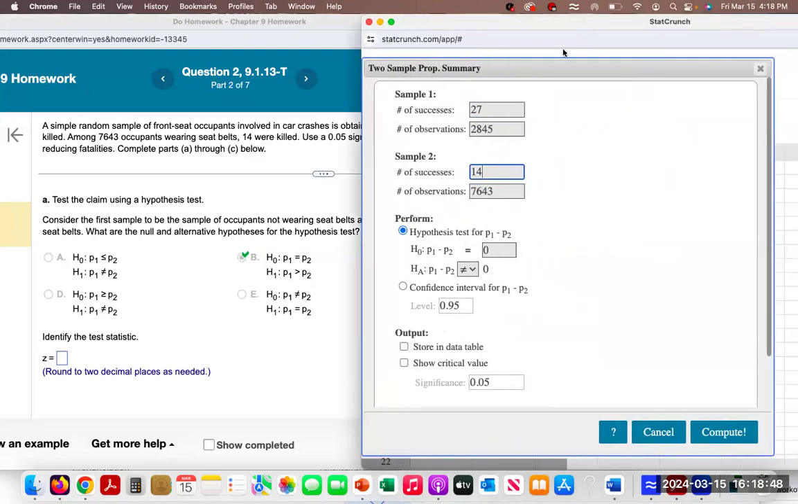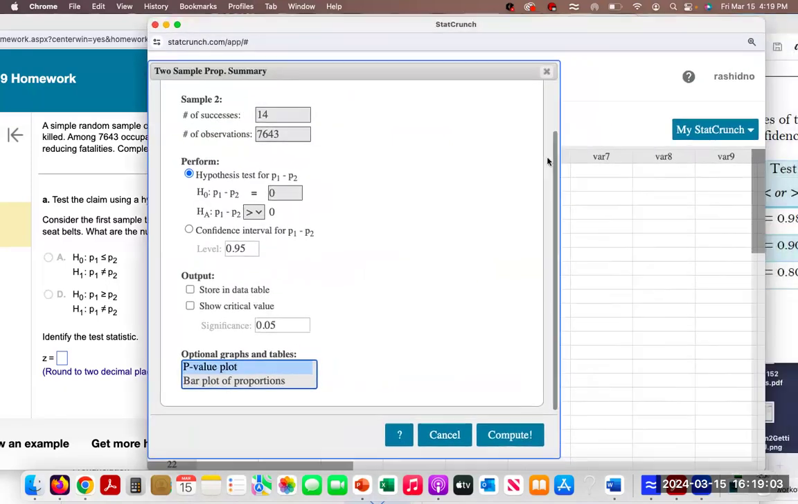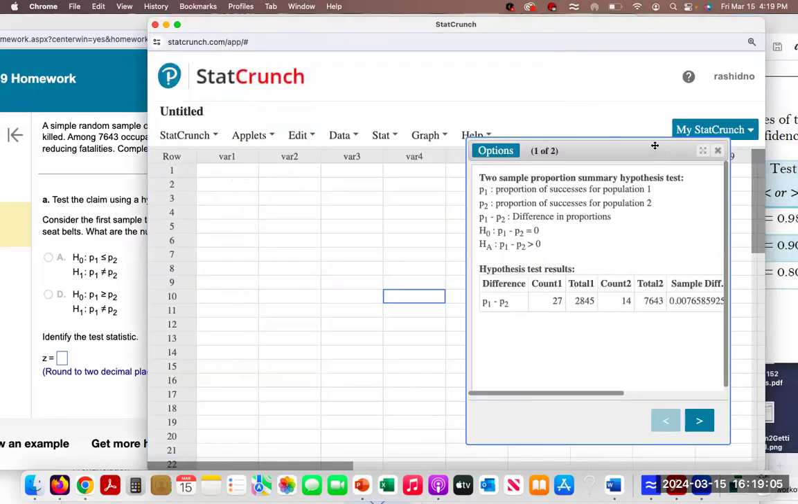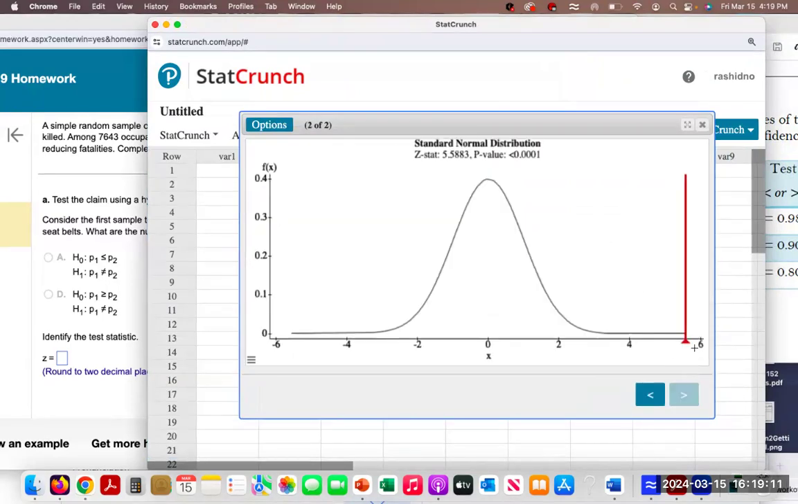So we're doing a hypothesis test. If P1 equals P2, then the difference is 0. And if P1 is greater than P2, the difference is greater than 0. So it's going to be a right tail test. Let's choose p-value plot to see the graph. If we click compute, we're going to see the test statistic and the p-value. And on the next page, you're going to see it's a right tail test.